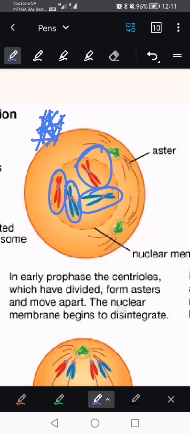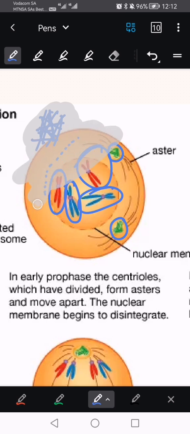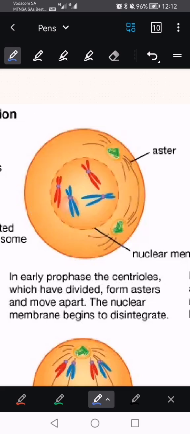As single chromosomes. Now, in the early prophase, the centrioles, which have divided, form asters and move apart, right? The centrioles divide and they're going to go to opposite poles, and they're going to form the spindle fibers in between. And in meiosis, it's a similar thing that takes place, the spindle fiber formation. Spindle fiber formation is there to ensure that the chromosomes are pulled to opposite poles, to ensure that when cytokinesis takes place, each new cell that is formed has a chromosome.